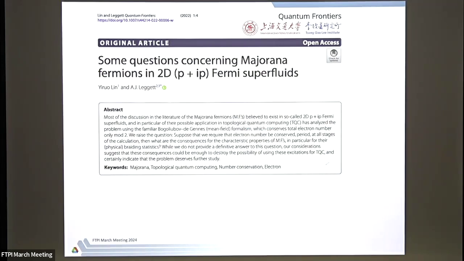Tony Leggett was probably the first person who started hitting upon this point, that we should think about BCS not as the ground truth, but really think about deviations from BCS. For instance, in one of his papers with Lin, he basically says that if the number of particles is conserved, there could be issues that lead potentially to deviations from simple mean field, and therefore can make the whole logical quantum computing a little bit suspect, that it may not really work as well as we would like it to.